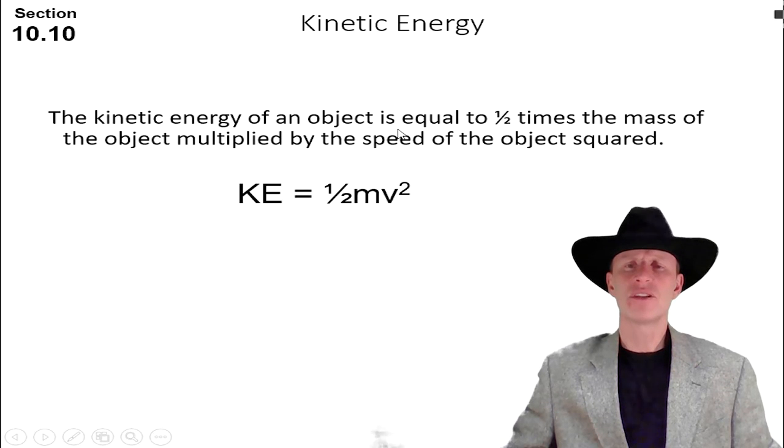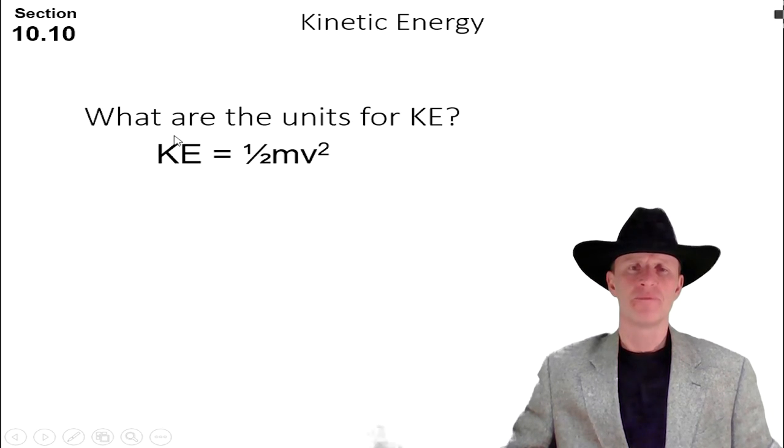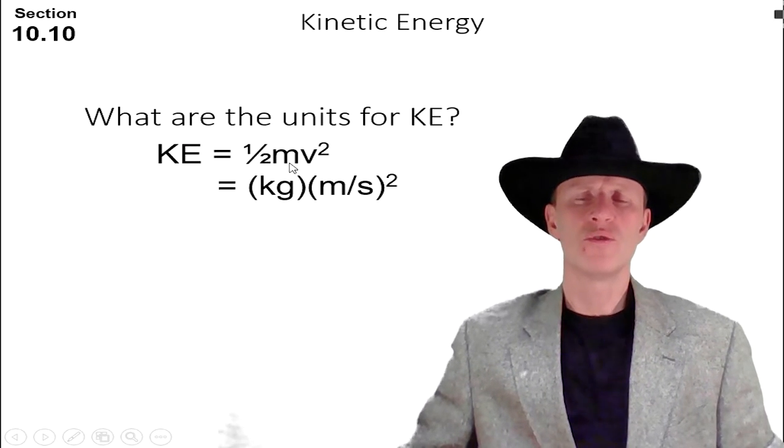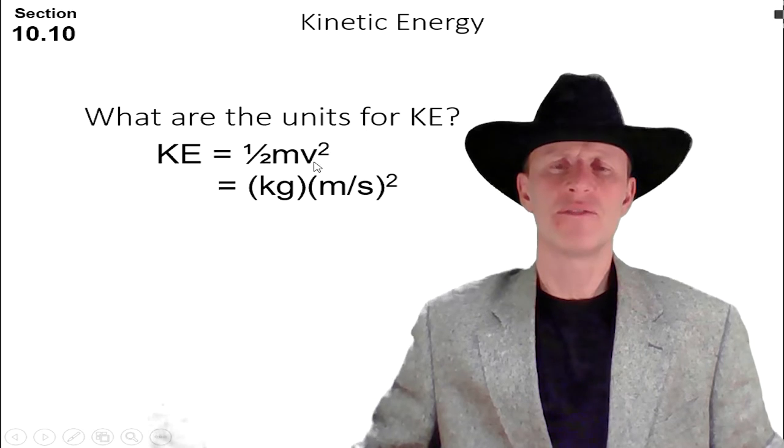The kinetic energy of an object is equal to 1/2 times the mass of the object multiplied by the speed of the object squared. Now, if we looked at the units for this, 1/2 has no units, mass would be kilograms, and velocity would be meters per second, and that quantity would be squared.